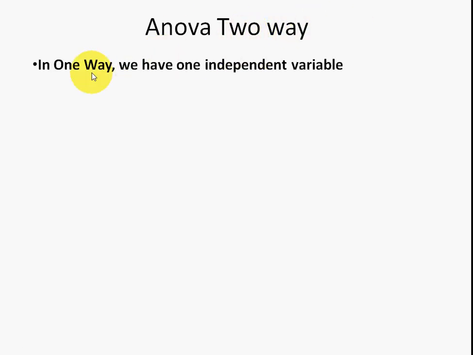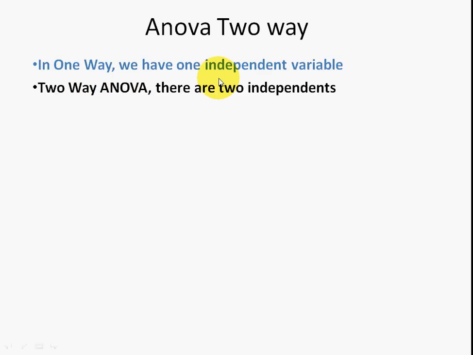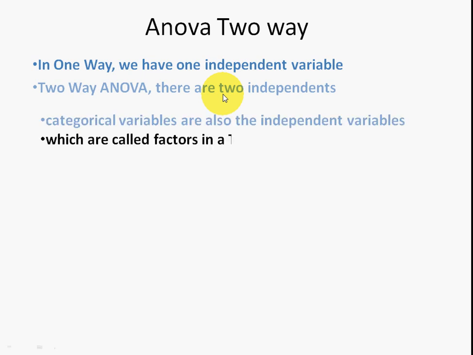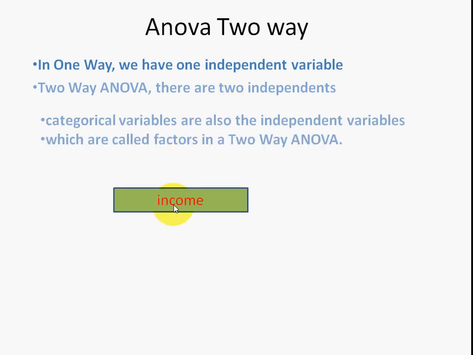Good morning all. Today we are going to discuss ANOVA problem. In the previous lesson we discussed one-way ANOVA. When we have more than two samples, we can use ANOVA. If you have two independent variables, then we can go for two-way ANOVA. In one-way we have only one independent variable, and in two-way ANOVA we have two independent variables. Let us consider one example.